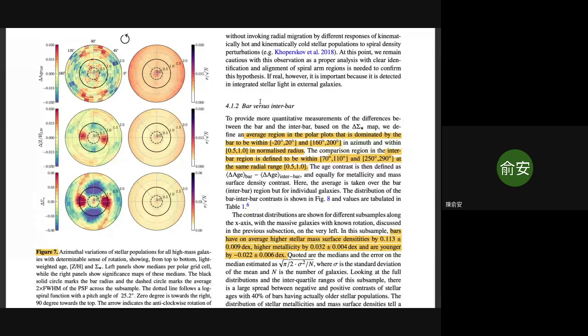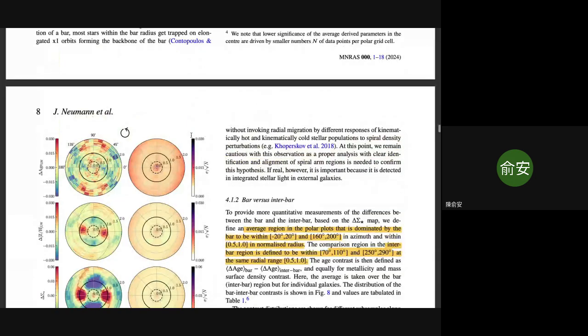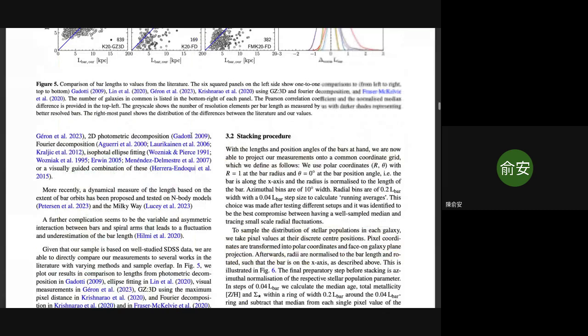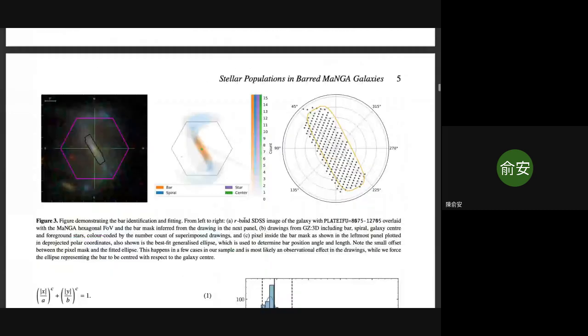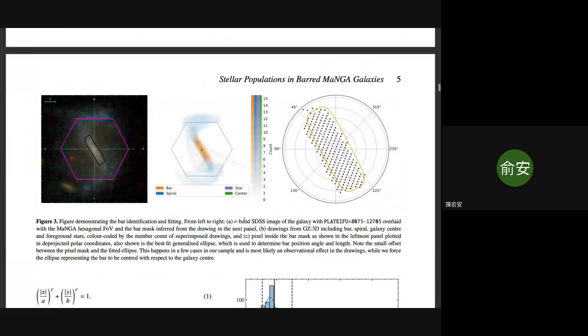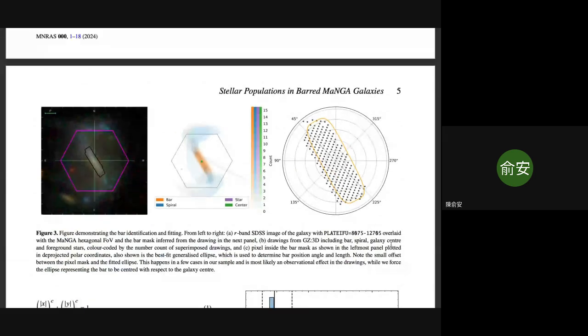How did you classify the bar region and spiral region? I'm sorry? How did you separate in figure 3? How did you select the orange region? You mean separate the bar? Yes, in figure 3. I think they are taking the bar data from Galaxy Zoo, because Galaxy Zoo is just classification, right? Yes. So how did you decide the orange region? So it's basically by visual inspection.